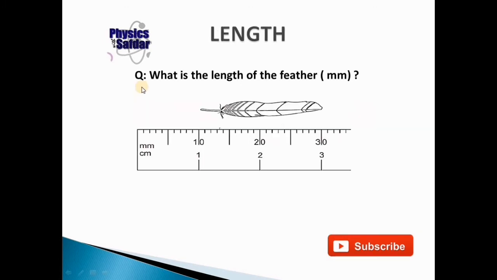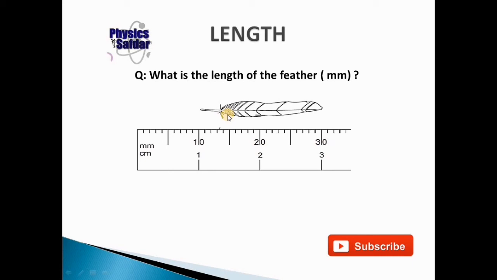One more question from the past papers. What is the length of feather? But the condition is that you need to measure length in millimeter scale. One thing you can see here, what is the difference between this question and the previous one? The main difference is that the feather is not placed at the beginning of the scale. So if you have this situation, your object is not placed at the beginning of the scale, then how to measure the length by using the ruler?